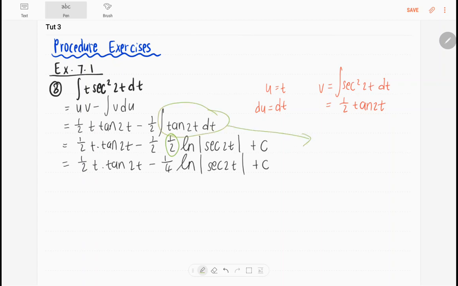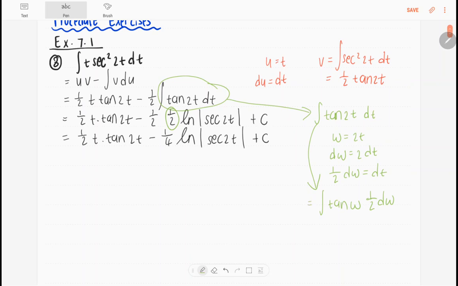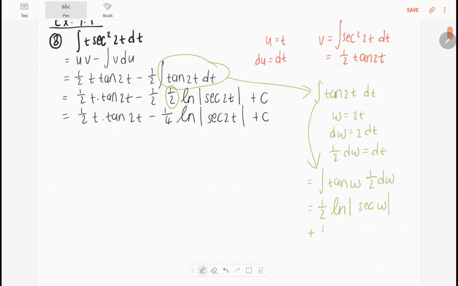If you were unsure about how we got that half, you could take this integral and do a substitution for it on the side on its own. Let's say we let w be equal to 2t, then dw equals 2 dt, so a half dw equals dt. The integral will then be the integral of tan of w multiplied by a half dw. So we have a constant of a half, and then the integral of tan w, which is ln of the absolute value of sec of w. Then we replace sec of w with sec of 2t, so it's a half ln absolute value sec of 2t.